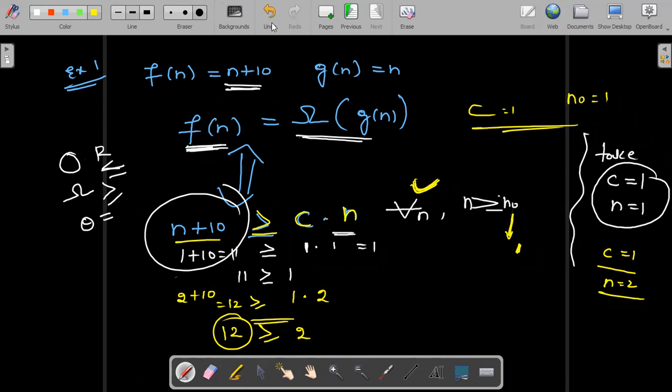Some people will want to ask, sir, you took 1, can I take the c value as 1 by 2? Right now it is not required. You can take it, but it is not at all required, because these values are already increasing. Why do you want to go for n by 2? It will become much smaller. Not required right now.